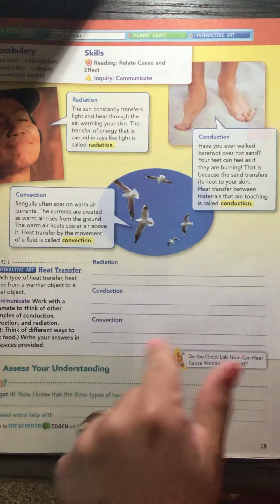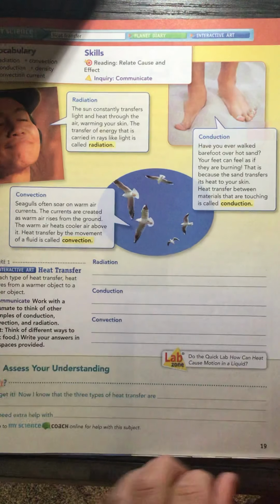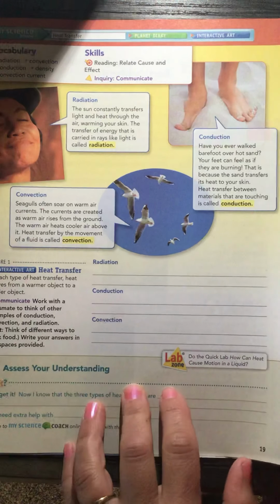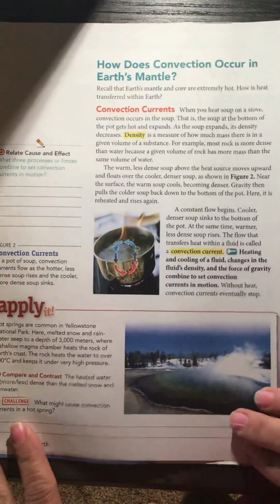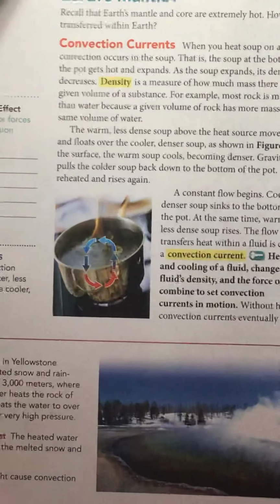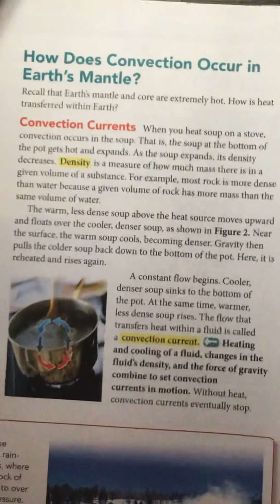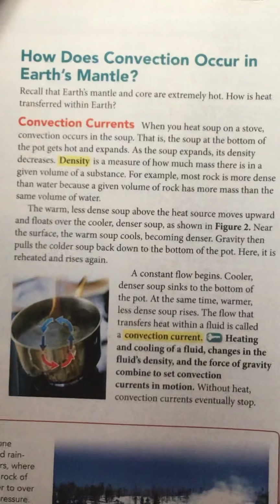You guys are not going to be responsible for this part. We may do a worksheet with it, but we're just reading through the chapter to get the basics. How does convection occur in Earth's mantle? Let's slide this over. I can actually zoom in a little bit so you guys can see it. Yeah, so convection is like boiling water.